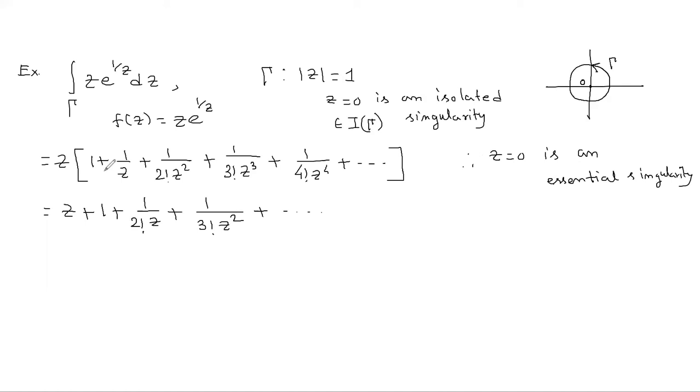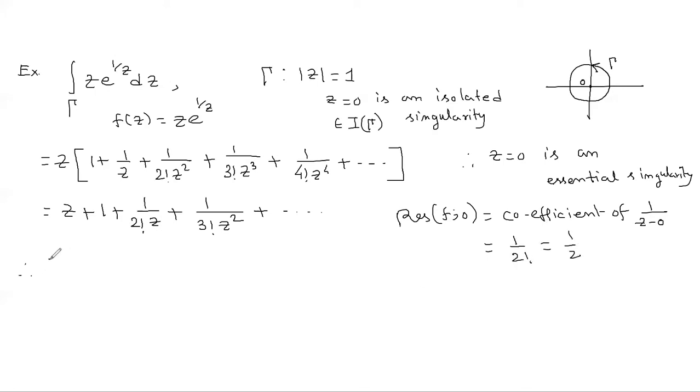Now if we want to apply Cauchy residue theorem to evaluate this integral, we require residue of the function f at the point 0. So the residue of f at the point 0 is given by the coefficient of 1 by z minus 0 in the Laurent series expansion, which is equal to 1 by 2 factorial, that is equal to 1 by 2.